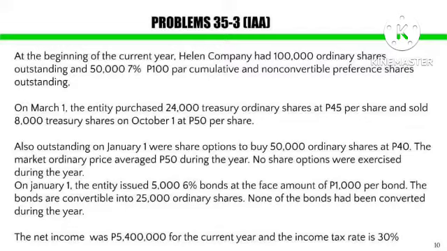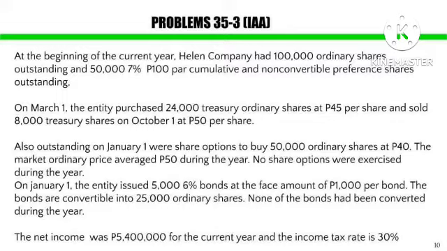For the third problem, at the beginning of the current year, Helen Company had 100,000 ordinary shares outstanding and 50,000 7%, 100 pesos par, cumulative and non-convertible preference shares outstanding. On March 1, the entity purchased 24,000 treasury ordinary shares at 45 pesos per share and sold 8,000 treasury shares on October 1 at 50 per share.